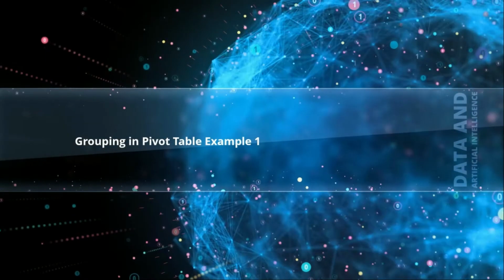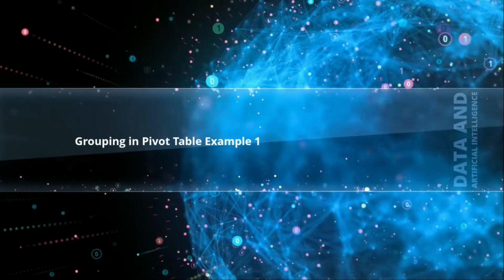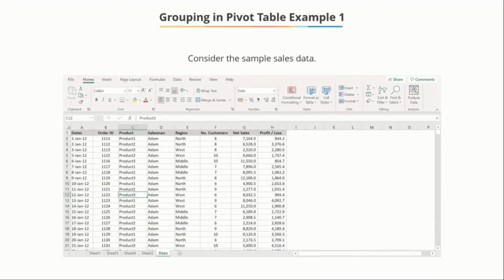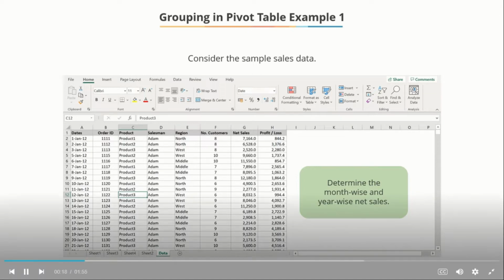Let us now look at an example for grouping pivot tables in Excel. Consider the same sample sales data used earlier. Let's say we would like to determine the month-wise and year-wise net sales. To do this, we will use the group feature. First, let us create the pivot table showing the sales figure for each date.